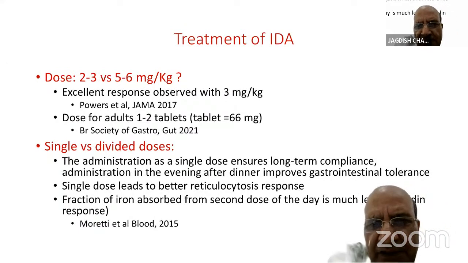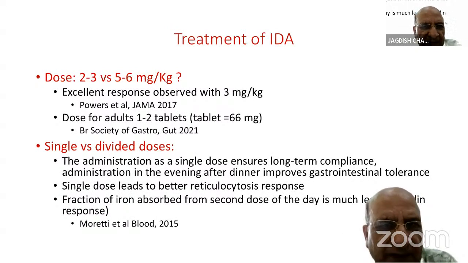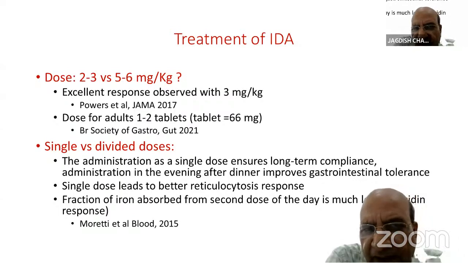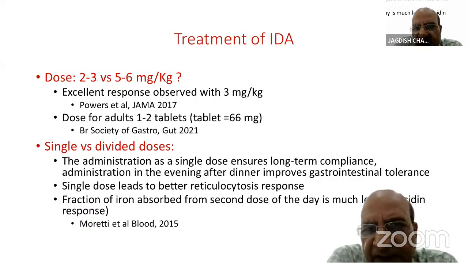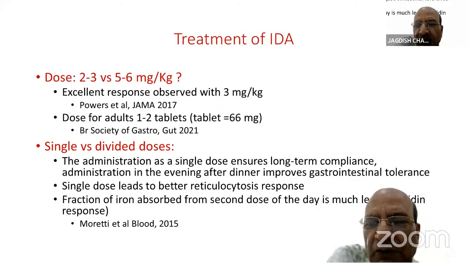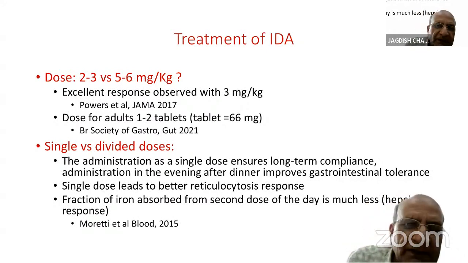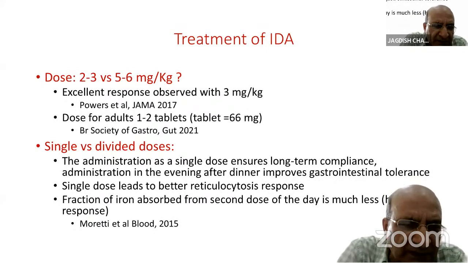They demonstrated an excellent response in iron deficiency anemia, and I am not quoting the figures here, with just a 3 milligram per kg dose. And if you look at the adult recommendations, this is why in Gut, by the British Society of Gastroenterology, they are prescribing iron tablets in adults, 1 to 2 tablets to start with. And this tablet in the UK also contains 66 milligram elemental iron, that is one tablet. So they are not going beyond 2 milligram per kg. So why should a child be given a higher dose? So that is as far as the milligram per kg dose is concerned.